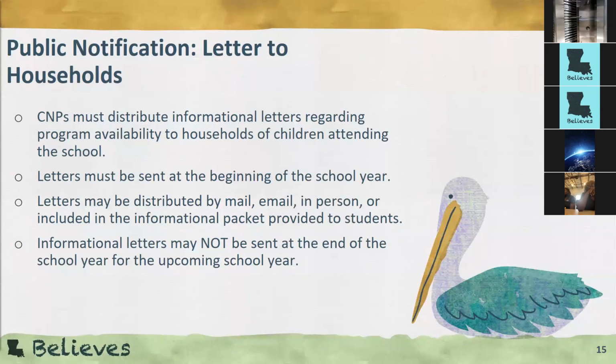Another method of public notification is informational letters that inform households of program availability. Informational letters must be distributed by the schools at the beginning of the school year by mail, email, or in person. Letters cannot be sent at the end of the school year for the upcoming school year.